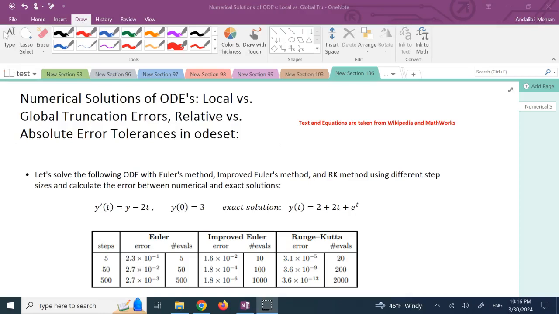Hello everyone. In this video we are going to talk about numerical solutions of ODEs. This is continuing my previous video where I talked about implicit and explicit solvers. Here we're going to talk about errors.